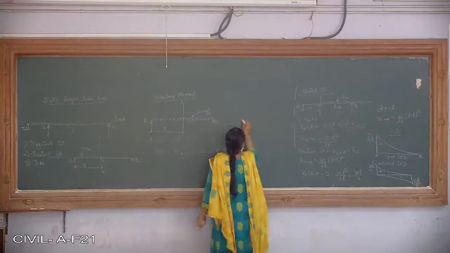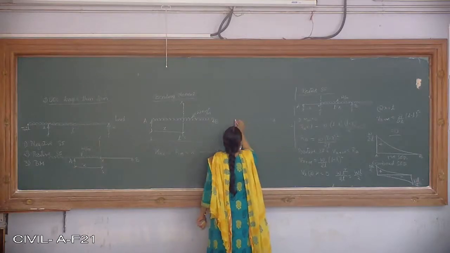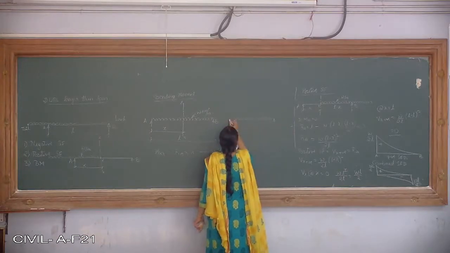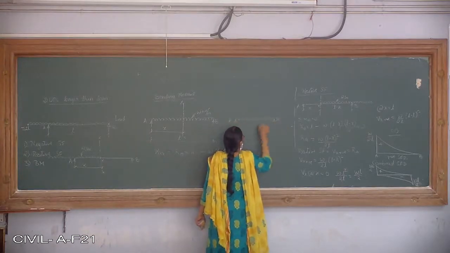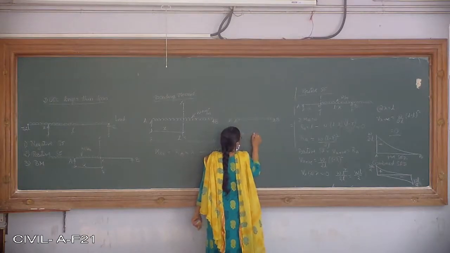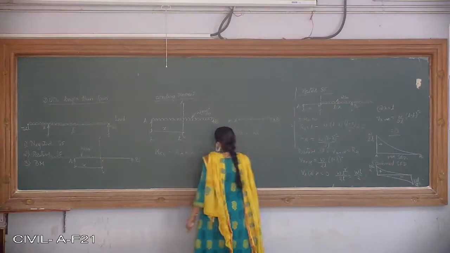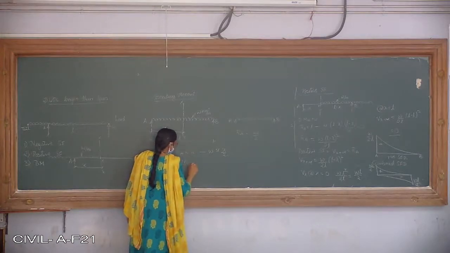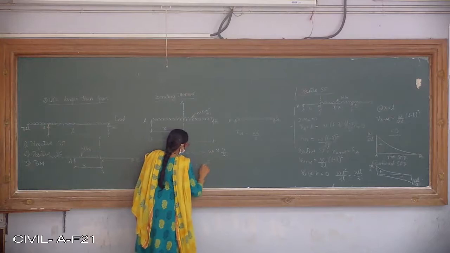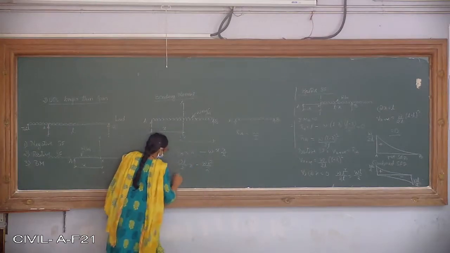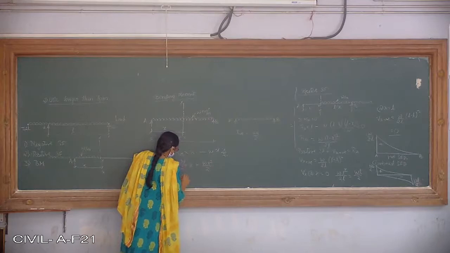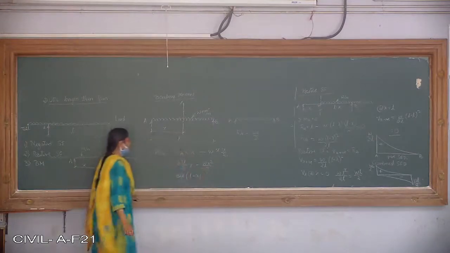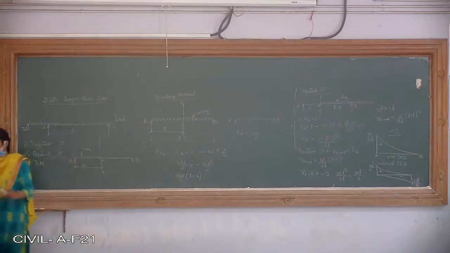For this loading, that is a simply supported beam with UDL throughout, what would be the reaction at A? Ra is WL by 2. So if I substitute the value of Ra as WL by 2 into x minus W x square by 2, you get W into x by 2, you can have it common, it is L minus x here. That will be the moment Mx.